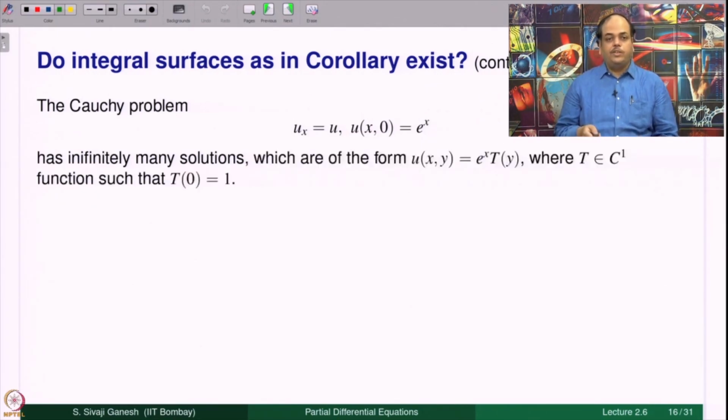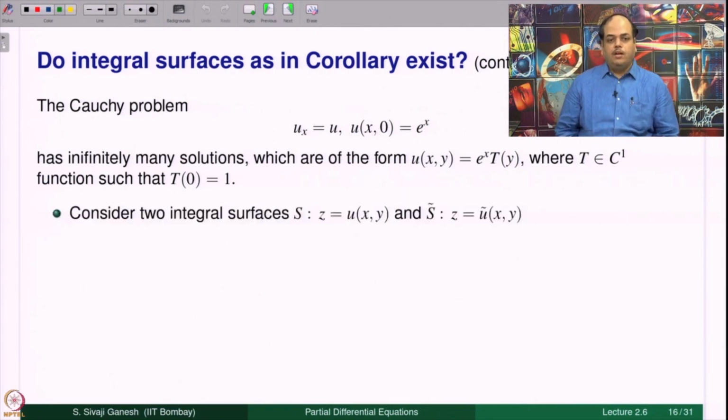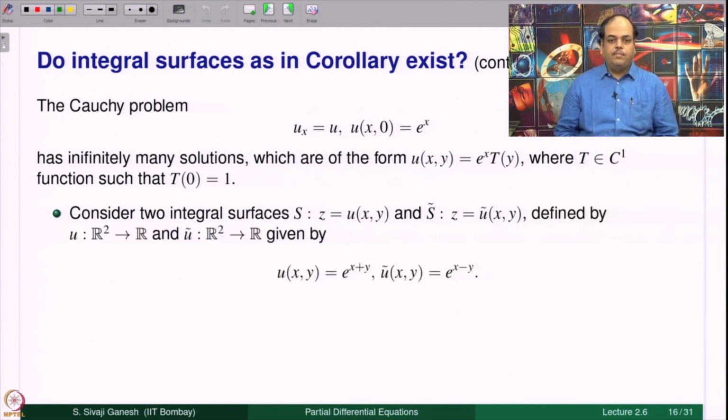This problem has infinitely many solutions, we saw this already. They are of the form u(x,y) equal to e^x times T(y), where T is a C1 function, T(0) should be 1. Therefore, as many C1 functions as you have with the property T(0) equal to 1, you have so many solutions, clearly infinitely many. Now, consider two integral surfaces z equal to u(x,y) and z equal to u tilde(x,y), defined by these formulae, one is e^(x+y), the other one is e^(x-y). Both are solutions to this Cauchy problem.